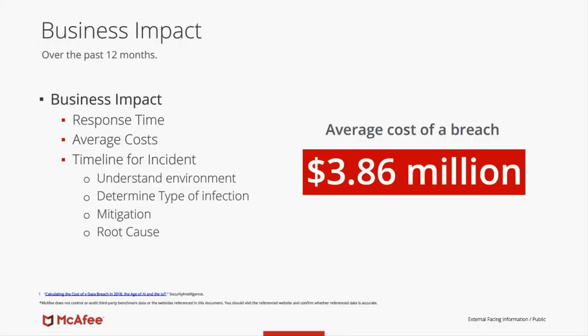For those 12 months, the business impact of incidents that the McAfee Advanced Cyber Threat Services team has assisted with has been substantial. Our quick response time has helped clients reduce the overall average cost to their incident. Incidents can be very expensive, the average cost of a breach being estimated at the order of $3.86 million. It's important for the timeline of an incident to understand the environment, to quickly determine the type of infection, to mitigate the risks and reduce the impact of the incident, and ultimately to find a root cause so that lessons learned can be carried forward to help improve security for future incidents.